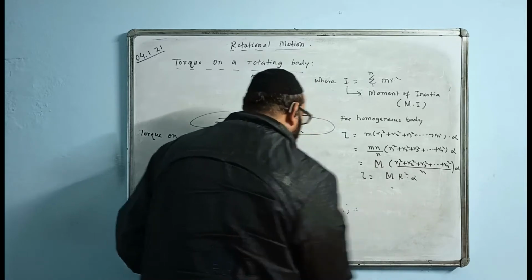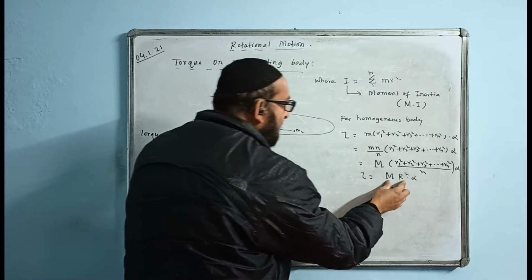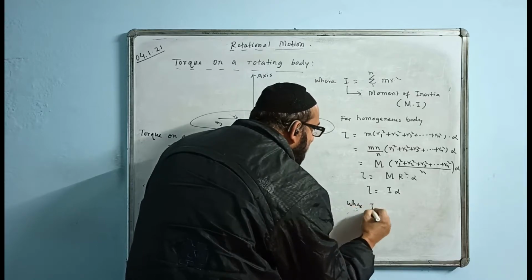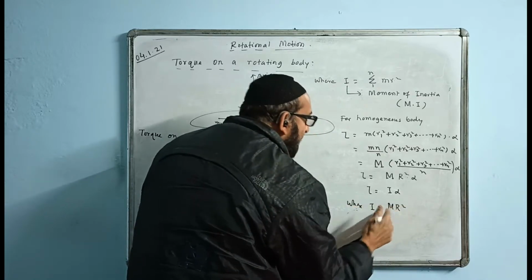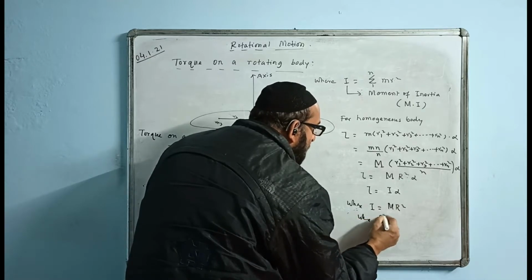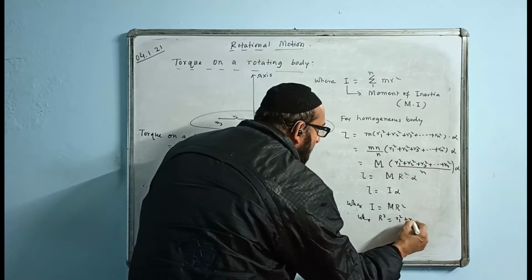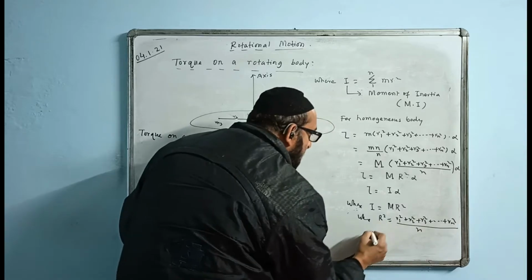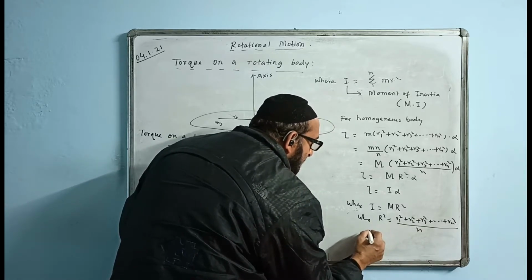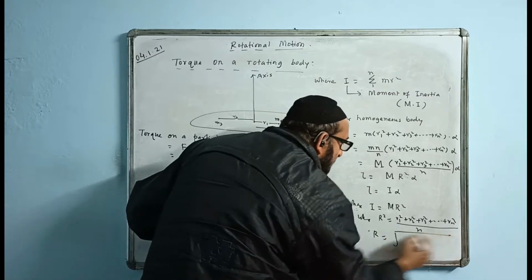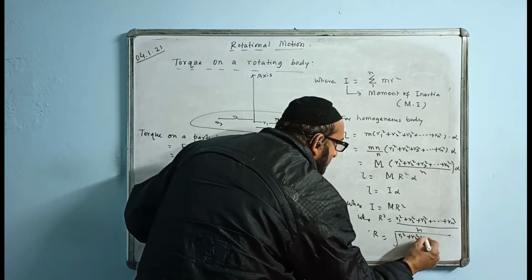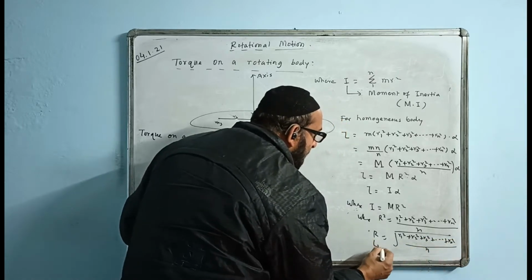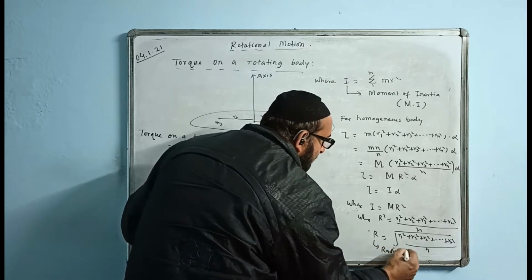This thing is called moment of inertia. We get tau is equal to I alpha, where I is equal to M R square, where R square is R1 square plus R2 square plus R3 square and so on plus Rn square, divided by n. Therefore, R is the root of this value: R1 square plus R2 square plus R3 square, and so on, plus Rn square, divided by n. This R is called the radius of gyration.